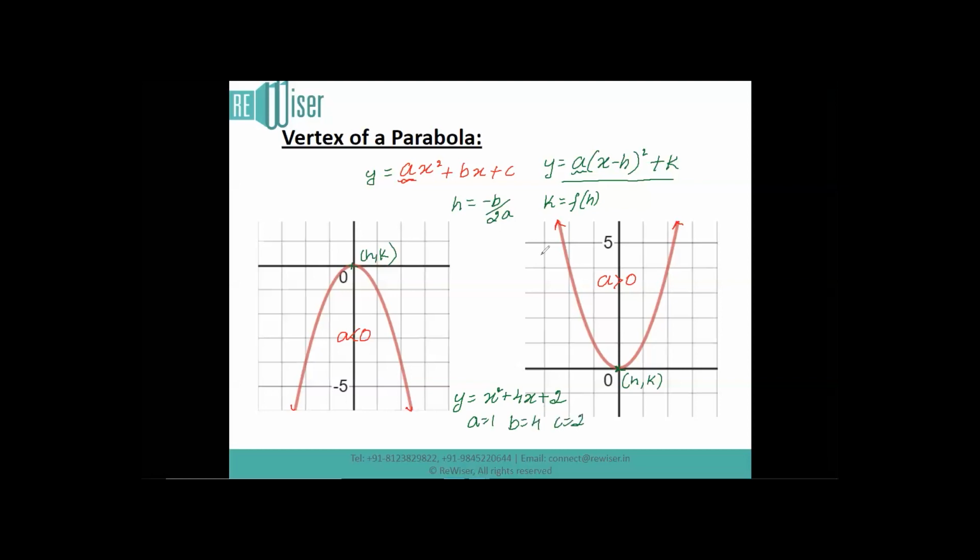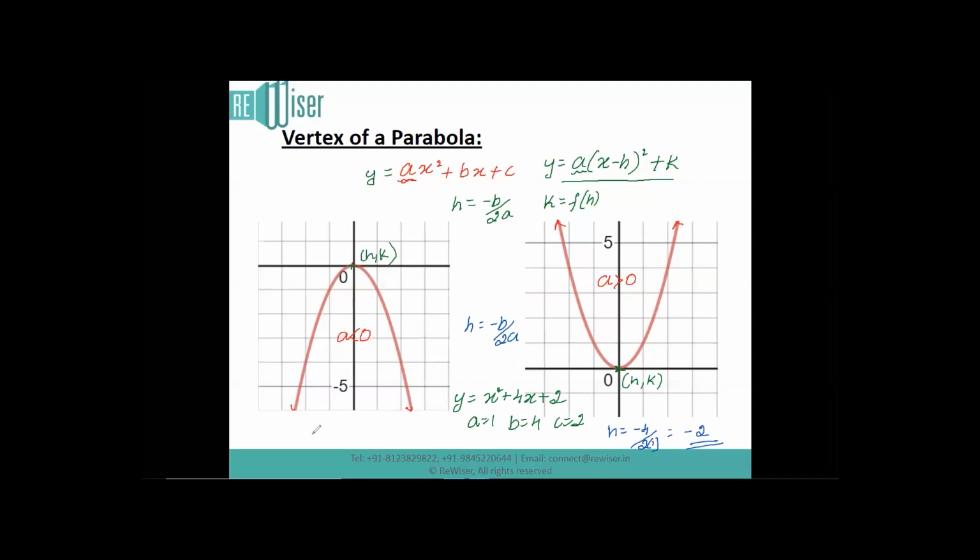In that case, the value of h is nothing but minus b over 2a. So h will be equal to minus b, which is minus 4, over 2 times a, and a is 1. Which means the value of h is minus 4 divided by 2, which is minus 2.